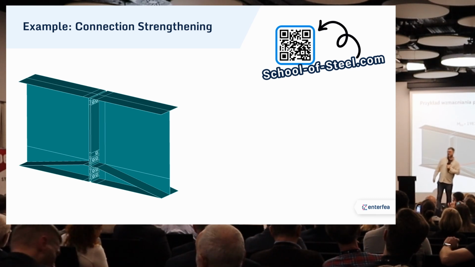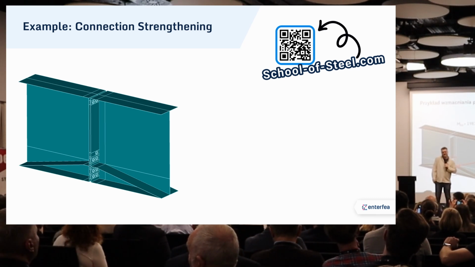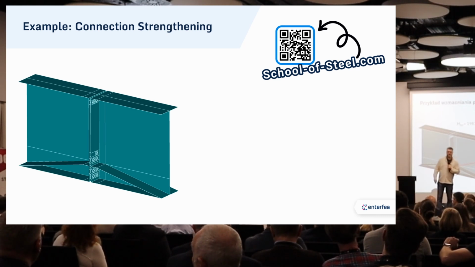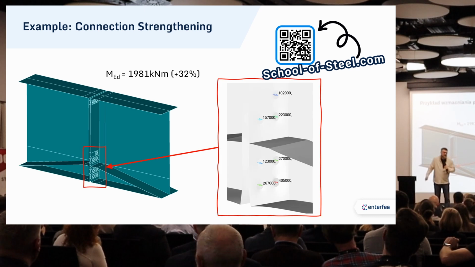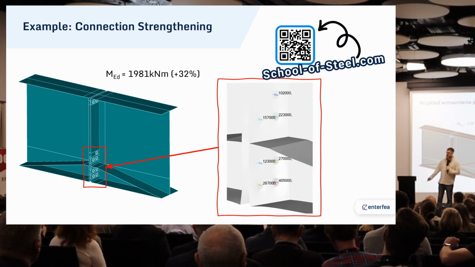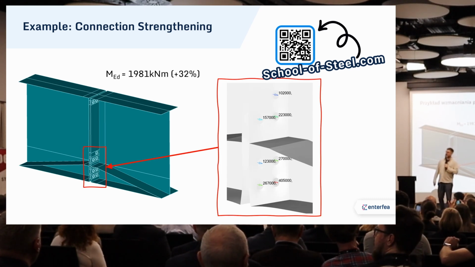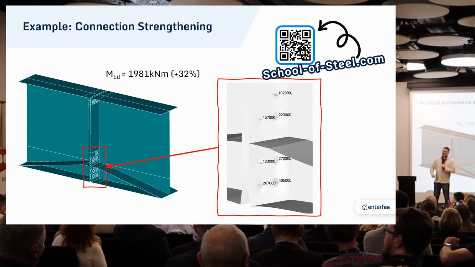This way, the tension from the bolts has a way to reach the bottom flange, where the tension should be, and this way we can hope that the connection will be better. As you can see, the capacity increase is 32%. It's nothing crazy, but maybe it's enough.